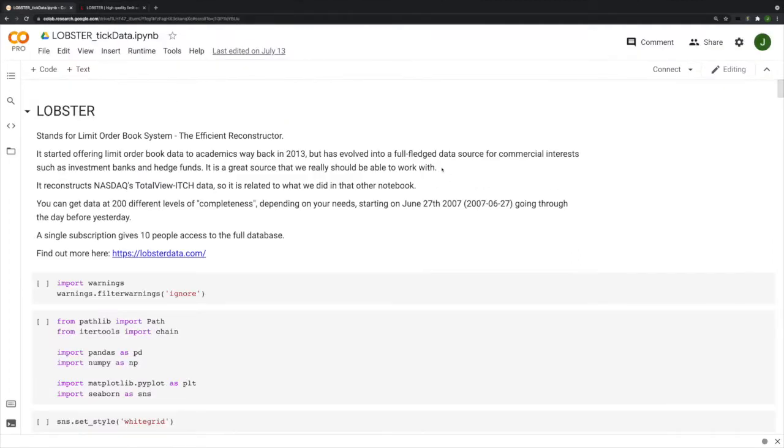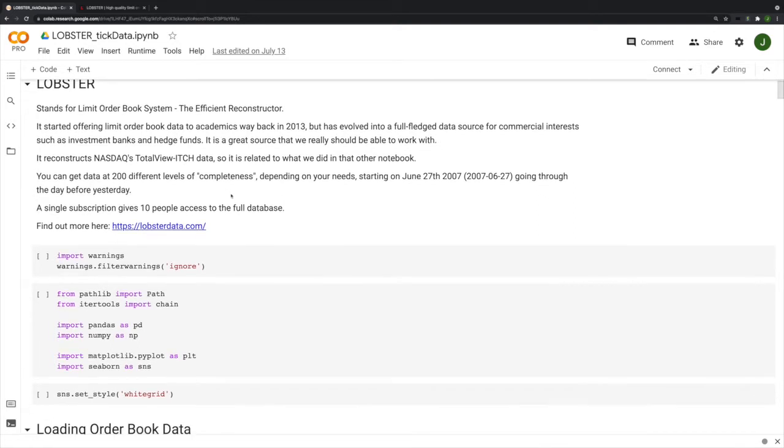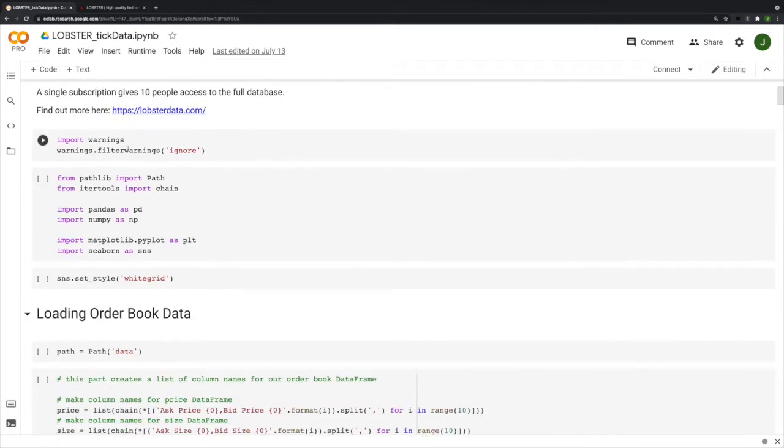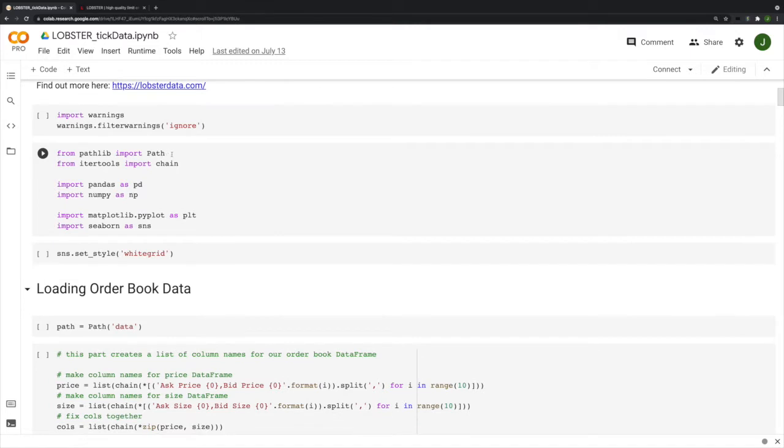Now, hopefully, I've zoomed in enough you guys can see what's written here. We've imported warnings and just ignored them. We're going to need Path. We're going to use chain to kind of build the column names. Pandas and NumPy and Matplotlib and Seaborn.